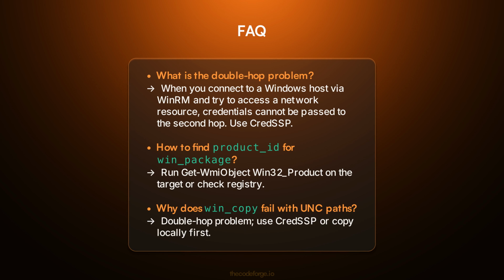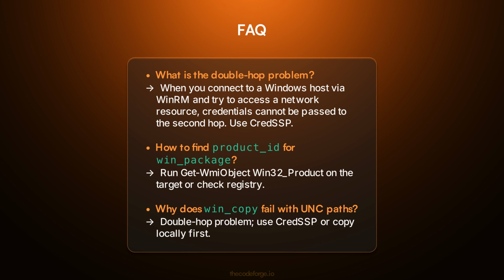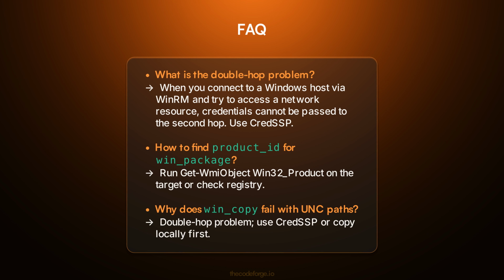And a few frequently asked questions. What is the double hop problem? When you connect to a Windows host via WinRM and try to access a network resource, credentials cannot be passed to the second hop. Use CredSSP. How to find the product ID for win_package? Run Get-WmiObject Win32_Product on the target or check the registry. Why does win_copy fail with UNC paths? Double hop problem. Use CredSSP or copy locally first.